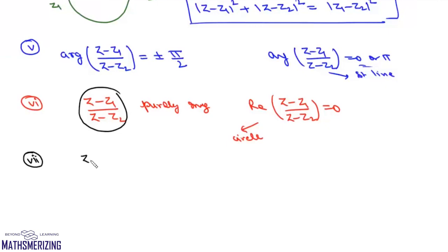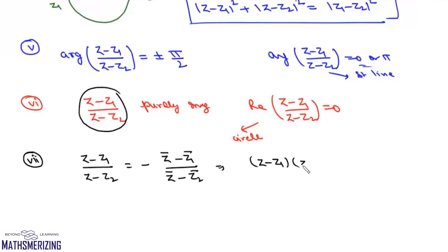So we can write (Z minus Z1) upon (Z minus Z2) will be equal to minus (Z bar minus Z1 bar) upon (Z bar minus Z2 bar), and we can rearrange this as (Z minus Z1) into (Z bar minus Z2 bar), and it will be equal to minus (Z minus Z2) into (Z bar minus Z1 bar).